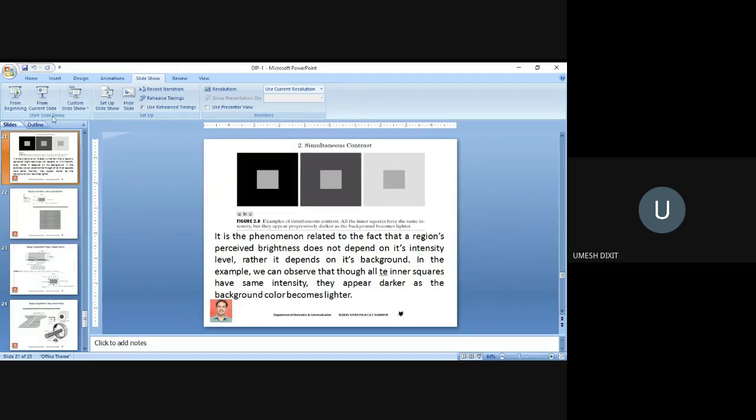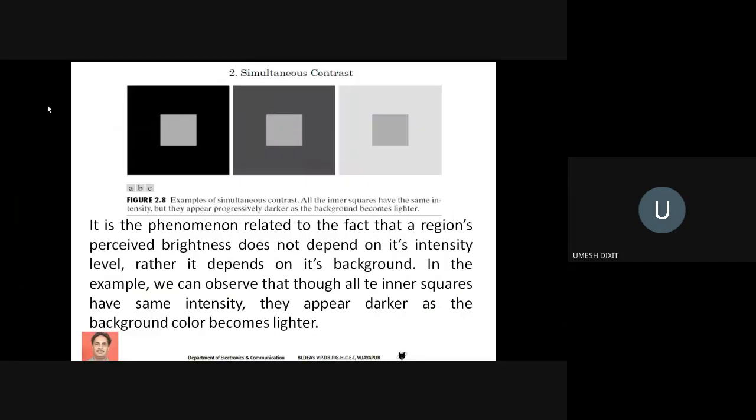And for this, we have the example. In the example, we have inner squares which have the same brightness or the same color. However, the background square, that is the outer square color, is varied. It appears that the inner square is darker as the background color becomes lighter. This particular phenomenon is known as simultaneous contrast.